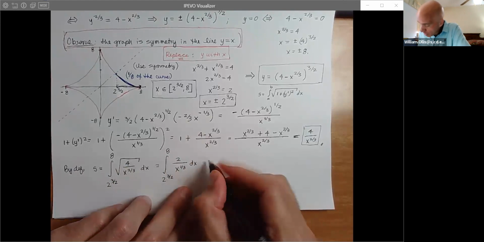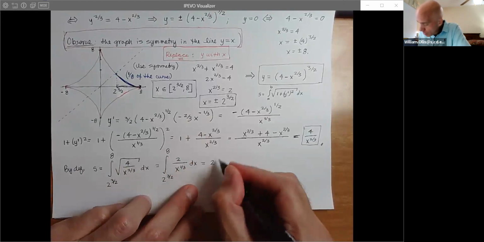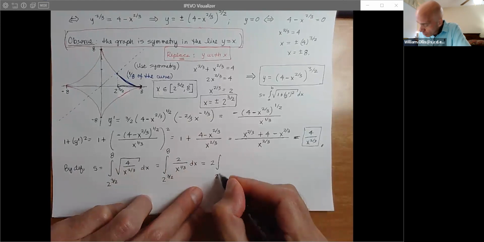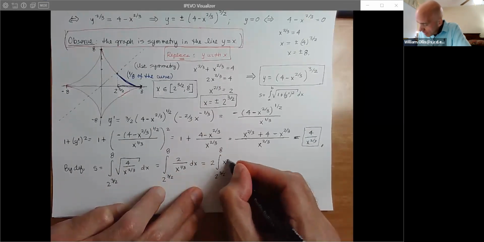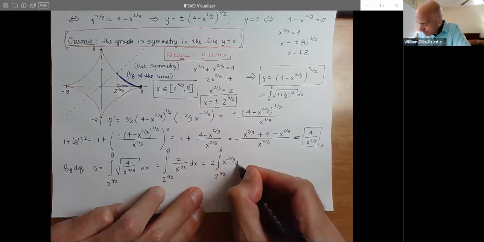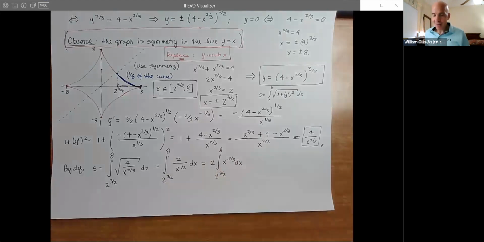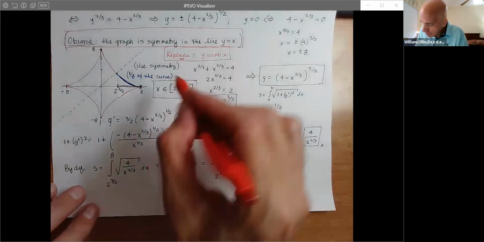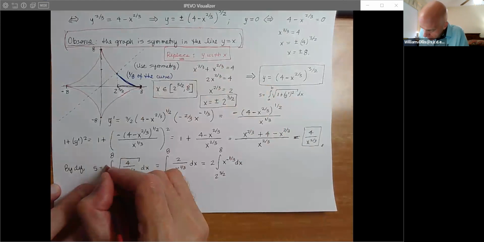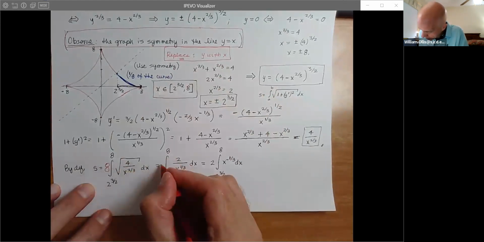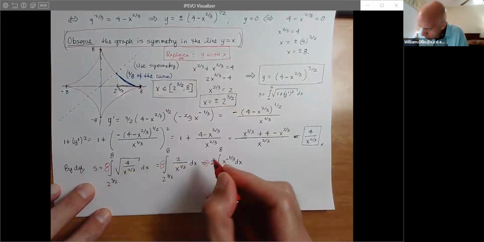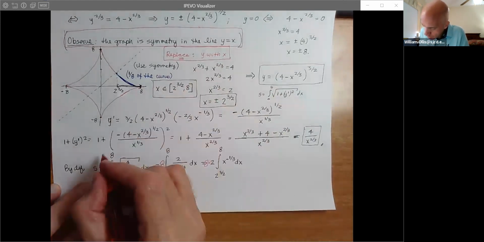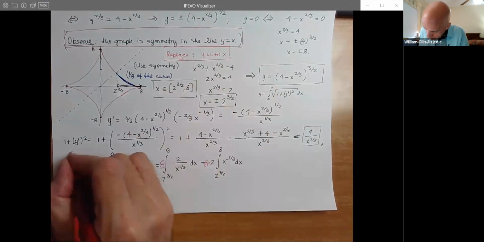So now let's write this in a user-friendly way. So we get 2 integral 2 to the 3/2, 8 x to the negative 1/3 dx. And of course here, use symmetry. So we need 8 times this. Remember, we only have 1/8 of the curve, so symmetry.